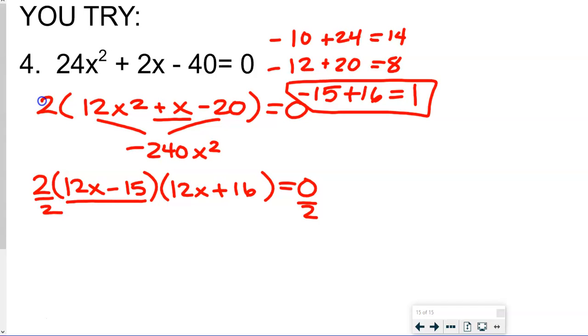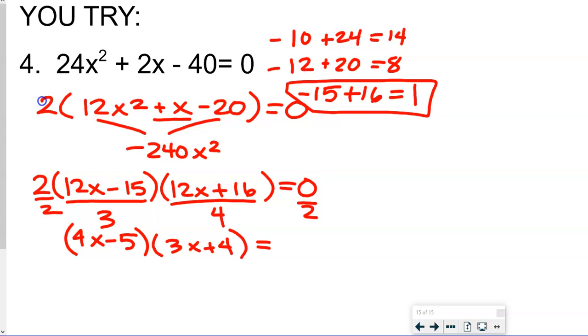Both of these are divisible by 3, so that would give us 4x minus 5. And here, both of these are divisible by 4, so that would give us 3x plus 4. We're going to set each of these equal to 0. So we got 4x minus 5 equals 0. Add 5 to both sides. 4x equals 5. Divide both sides by the 4, so x equals 5/4, right?